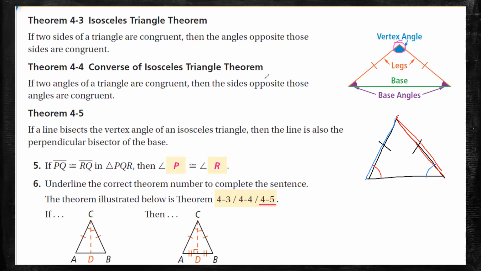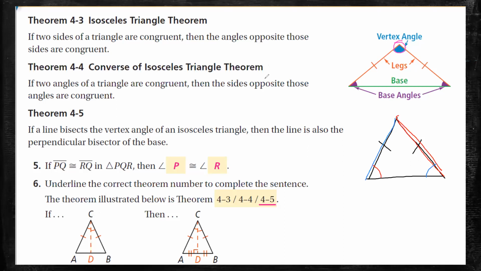because of that, since the blue and the red lines are congruent, their opposite angles, the red and the blue, will be congruent too. This is the isosceles triangle theorem.